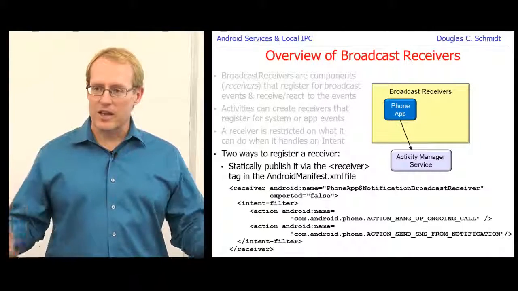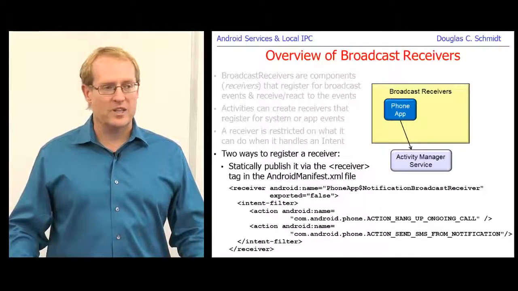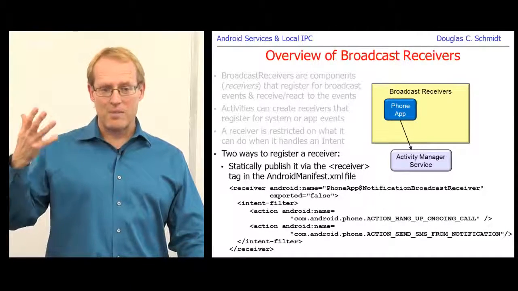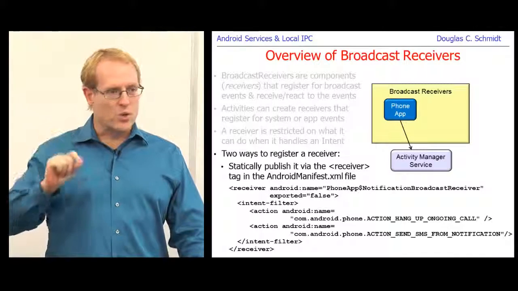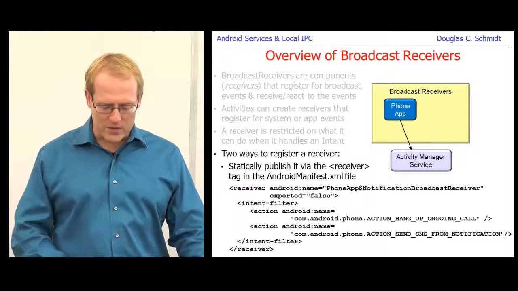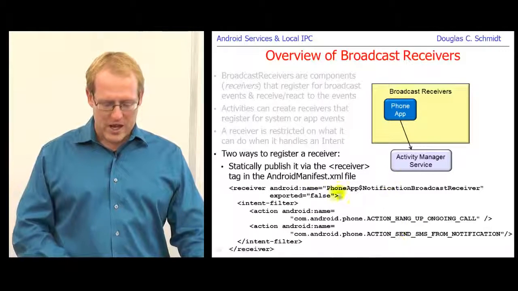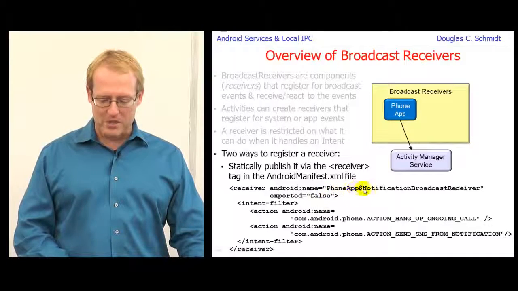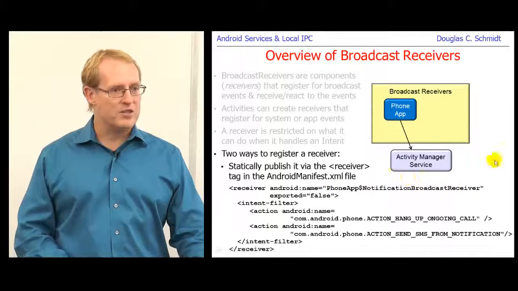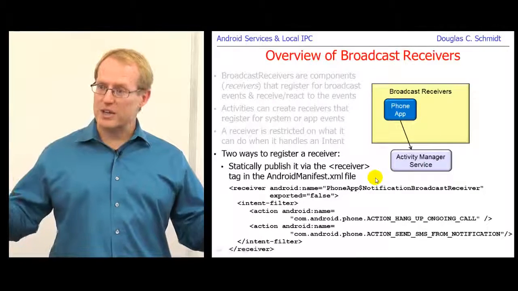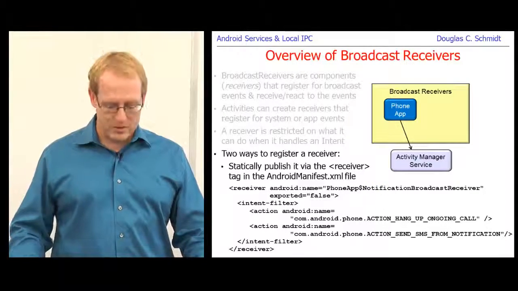And this is done in a very late binding way. In fact, you can actually have multiple matches, in which case Android will pop up a little dialog and let you choose which receiver you really want to have handle a particular intent. So if you take a look at this particular example here, you can see that we have a name. It's the phone app notification broadcast receiver. That's the name of the broadcast receiver. That would be a class that would inherit from broadcast receiver.